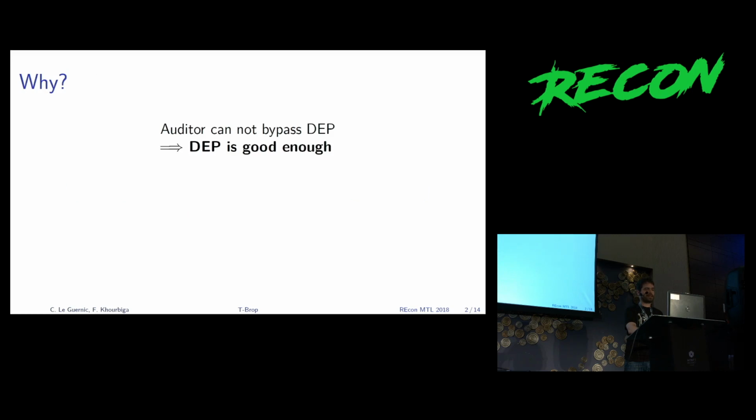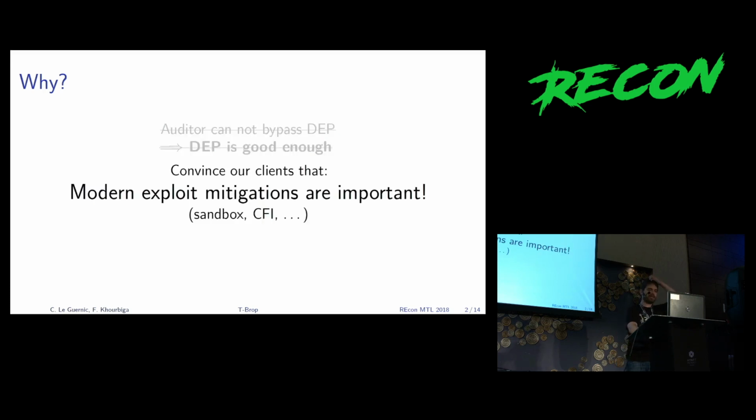So why are we doing that? On top of malware analysis, we are also doing security audits of software. And if we can't bypass such mitigation, our client will think that data execution prevention is enough, and he will not invest in more modern exploitation mitigation techniques. So we need to convince our clients that it is important to implement things like sandboxing, control flow integrity, and things like that.